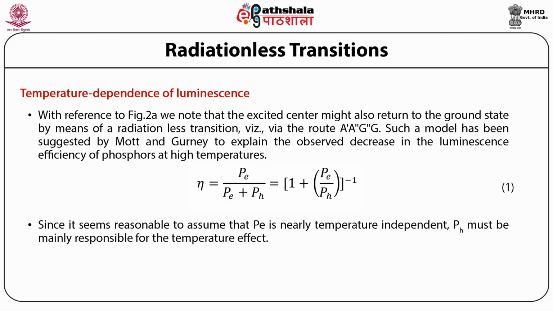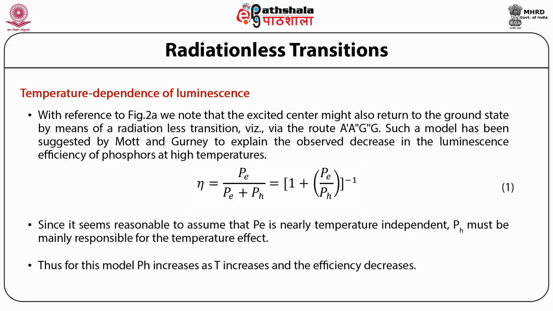Since it seems reasonable to assume that Pe is nearly temperature independent, Ph must be mainly responsible for the temperature effect. For a model such as in figure 2a, the probability Ph is determined by the probability to find the excited state in a vibrational level corresponding to A double prime or higher. One may then write Ph = nu exp(-epsilon/kT), where epsilon is the energy difference between A double prime and A prime and nu is the frequency. Thus, for this model, Ph increases as T increases and the efficiency decreases.